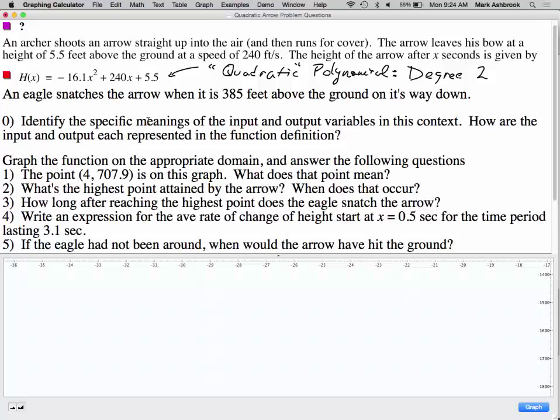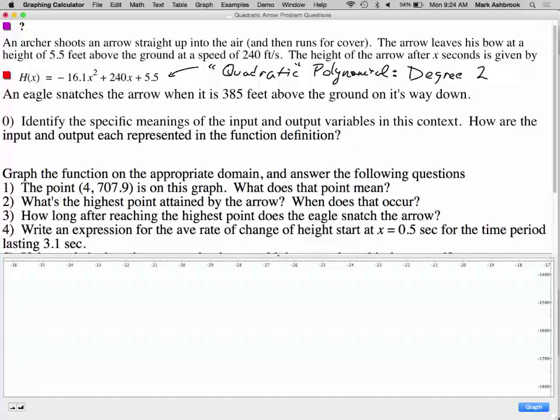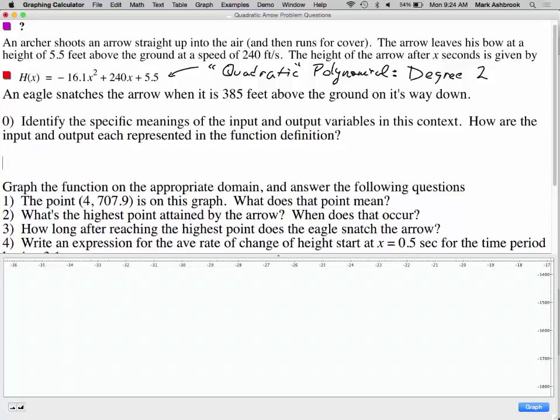Okay, I'll interrupt you just a moment. We'll talk and I'll let you work some more. Question 0, like I said, really important. So let's do that. What's the specific meaning of the input? The time in seconds since the arrow was shot. She wants the time in seconds since the arrow was shot. Yep. Is that the input?